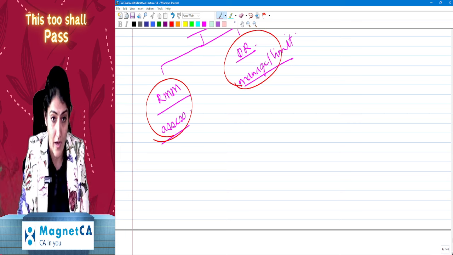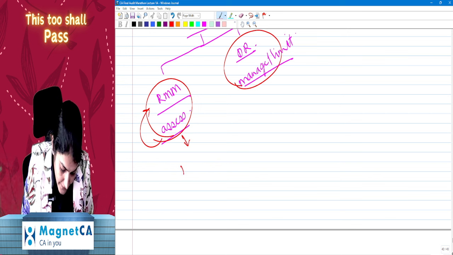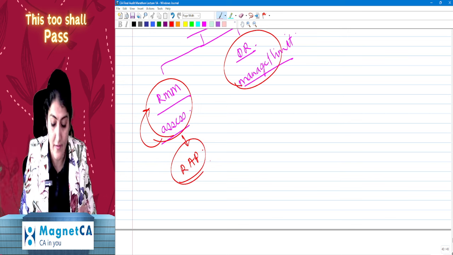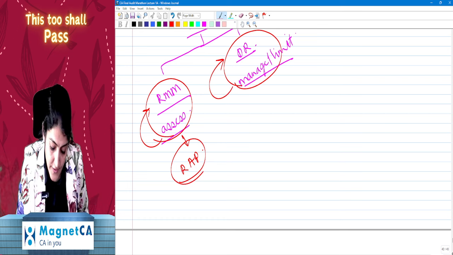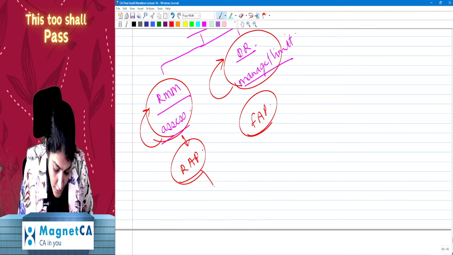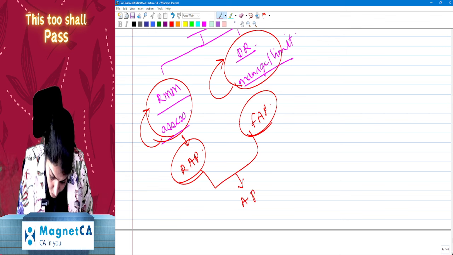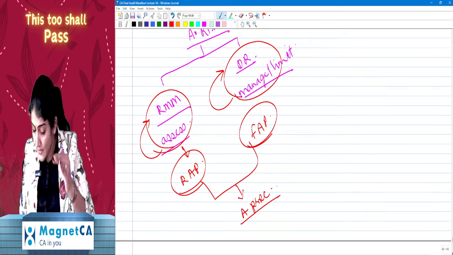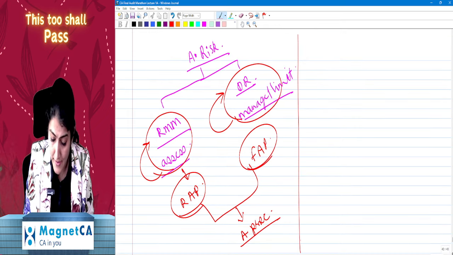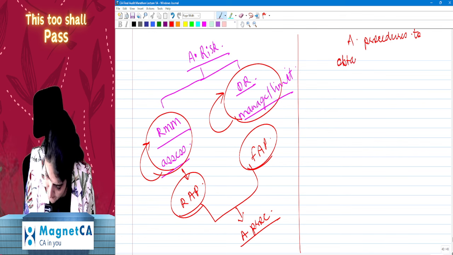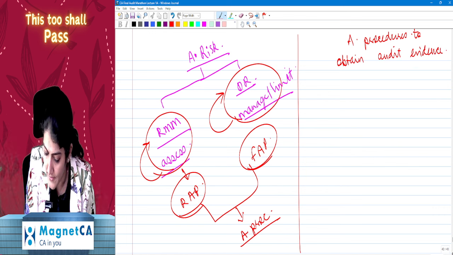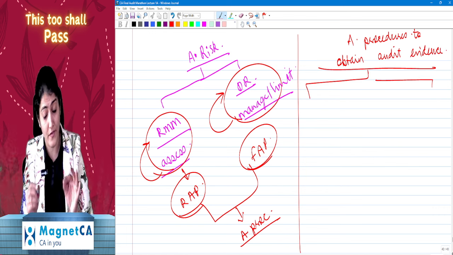To assess RMM, the procedures performed by the auditor are called risk assessment procedures. And to manage or to limit detection risk, the procedures performed by the auditor are the further audit procedures, right? So these two put together are my audit procedures, such an important chart to obtain audit evidence. What are these audit procedures?